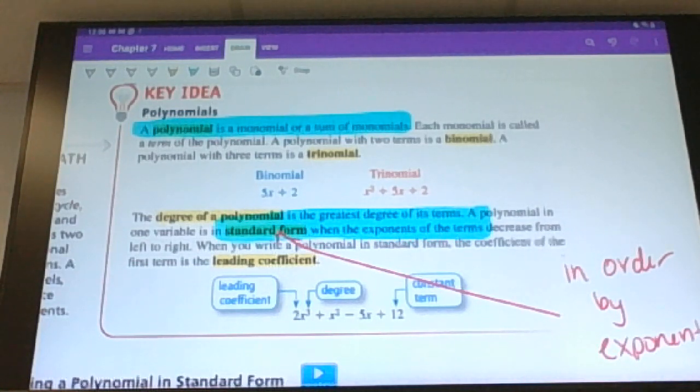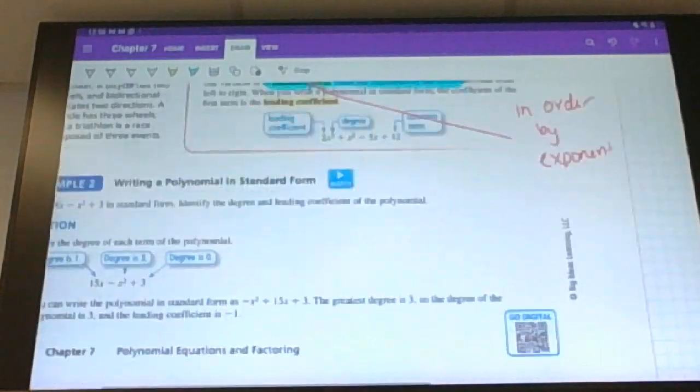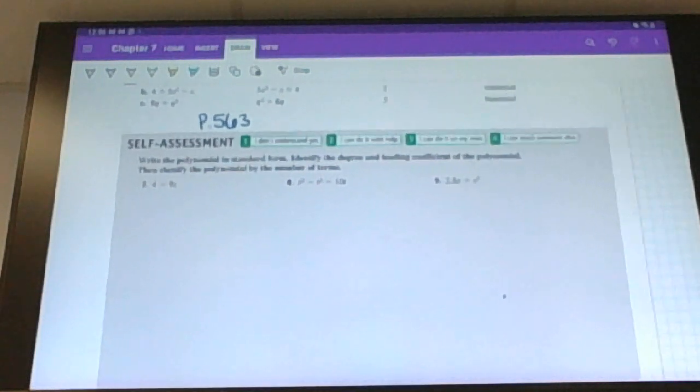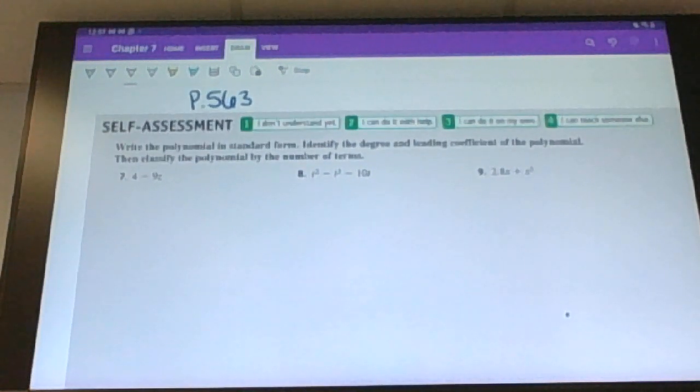All right, we're going to go ahead and try numbers 7 through 9 in the gray box. Let's see what it is I'm talking about. Find gray box 7 through 9. For me, page 563. Now, this is one of those problems where it looks really short, but really there's several things going on here.